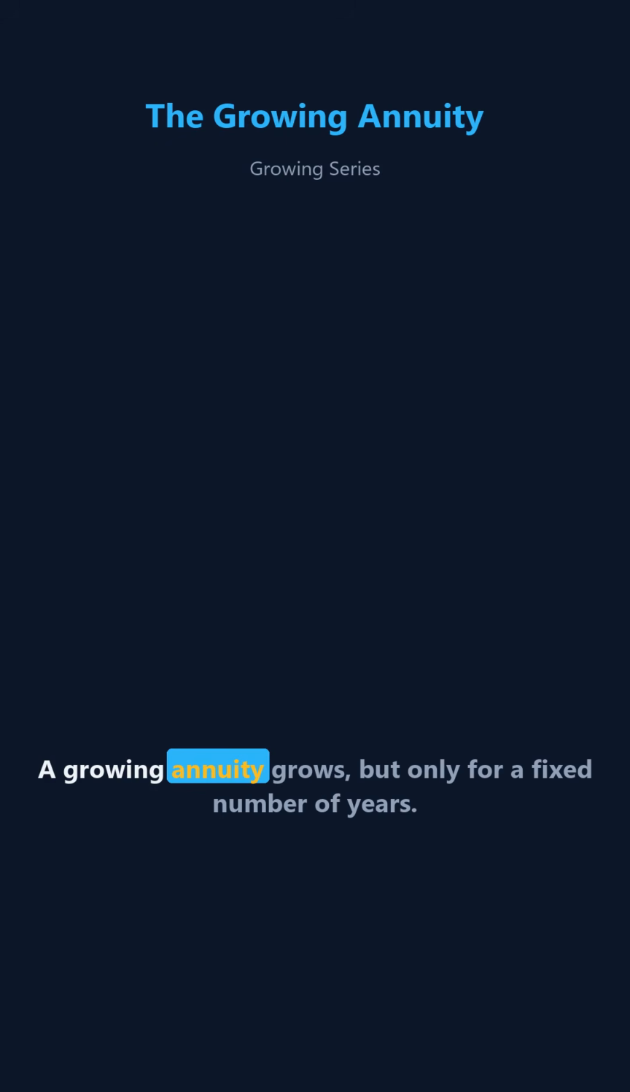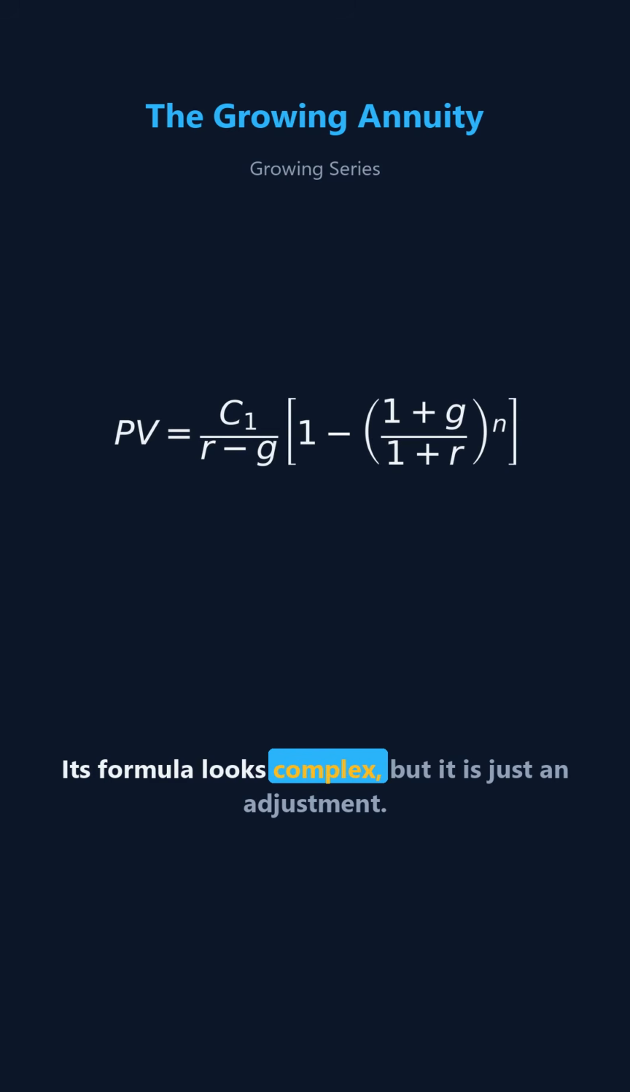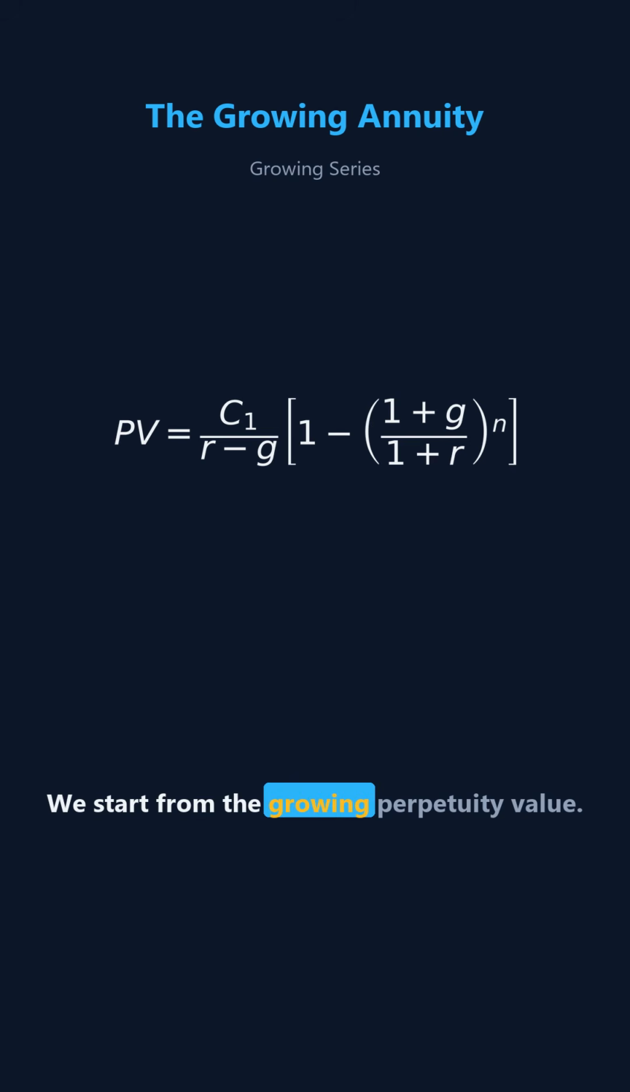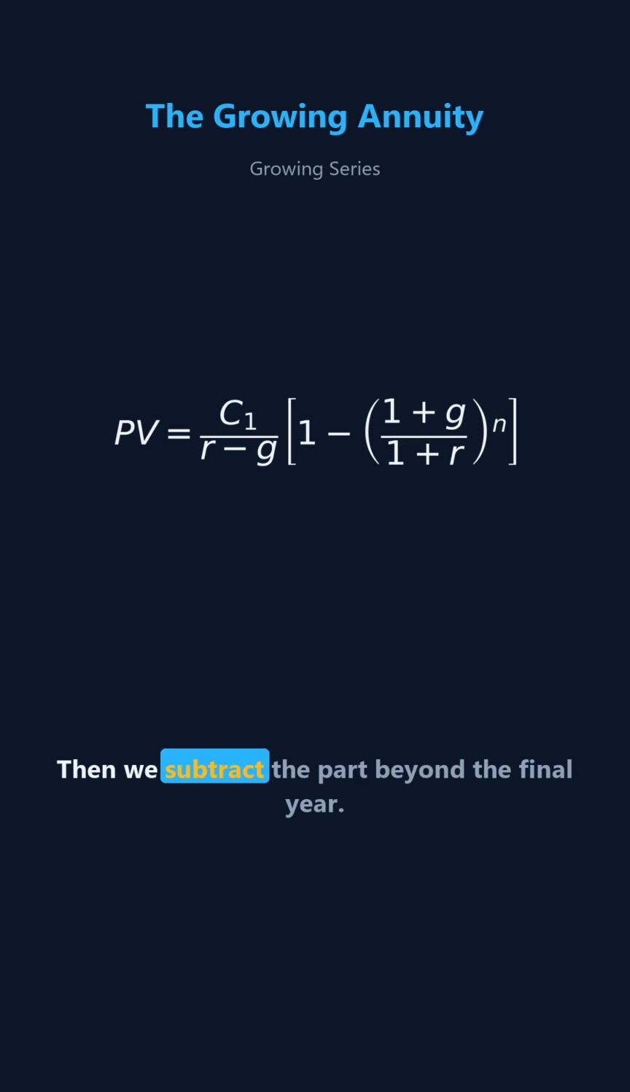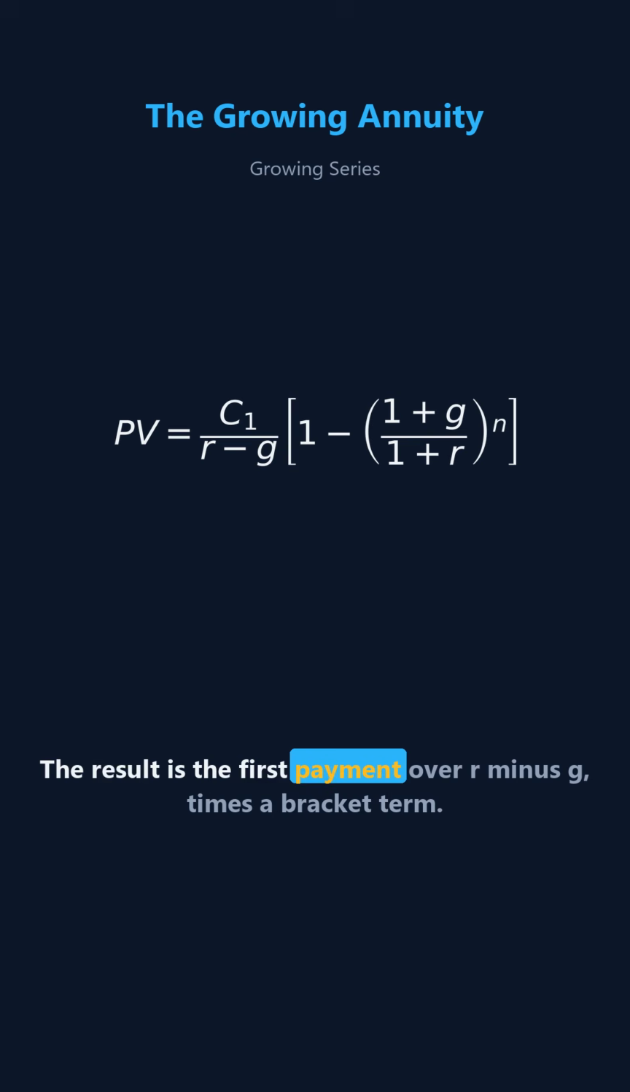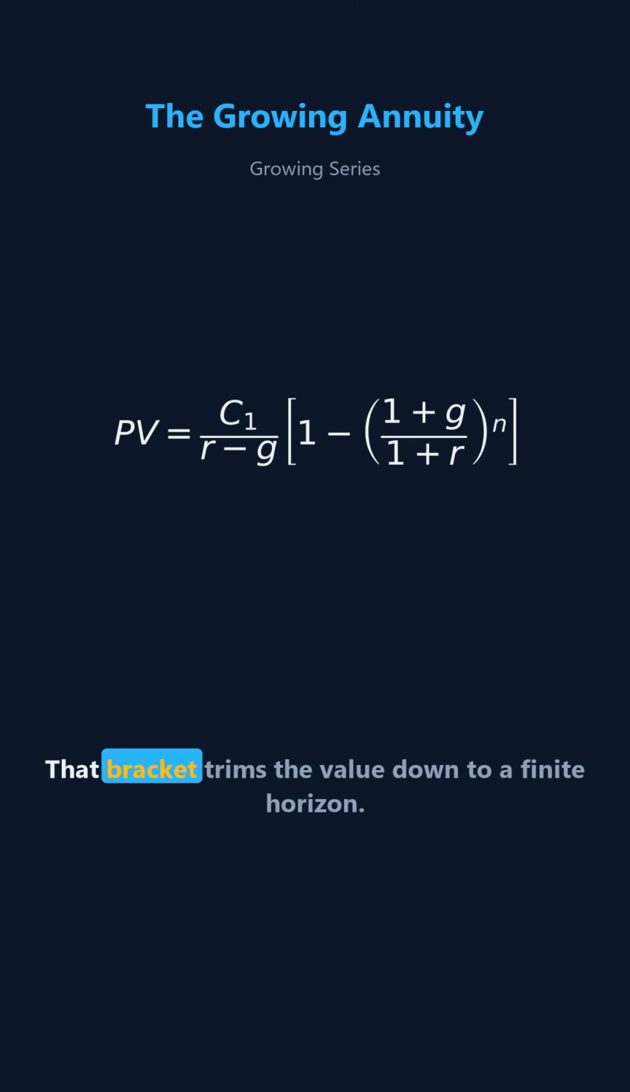A growing annuity grows, but only for a fixed number of years. This formula looks complex, but it is just an adjustment. We start from the growing perpetuity value. Then we subtract the part beyond the final year. The result is the first payment over R minus G times a bracket term. That bracket trims the value down to a finite horizon.